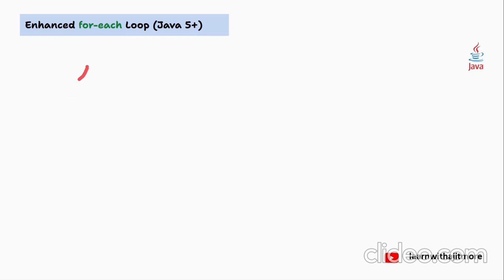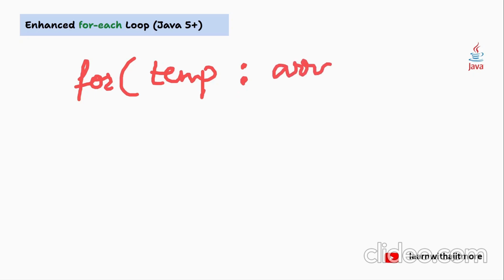See here. You have to use it like this: for, okay, a temporary variable, whatever the temporary variable is. Now you can declare that temporary variable here also by giving the type. Here only you can write the type. So the variable will get declared here. And then colon you have to write. And then your array or collection object.